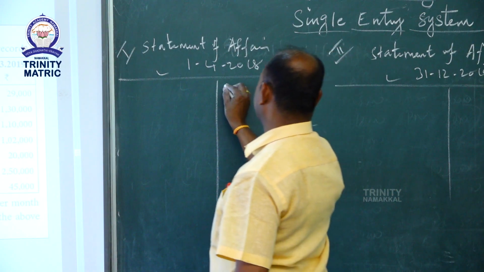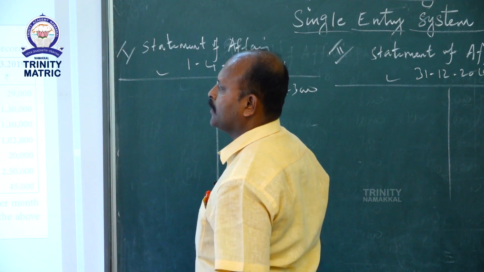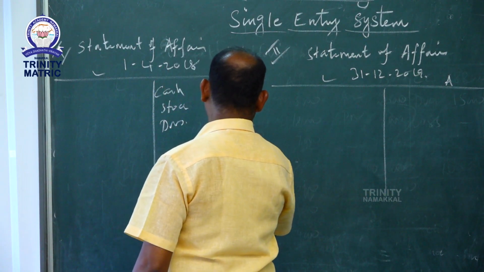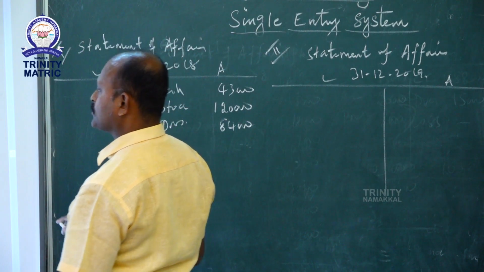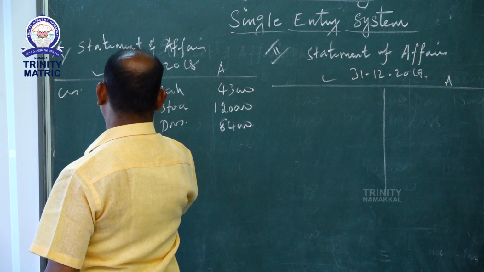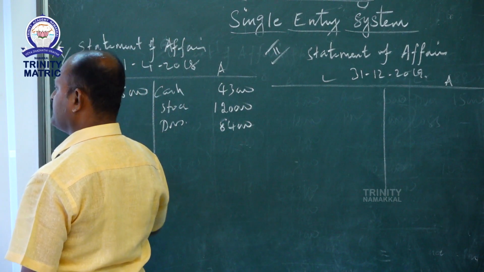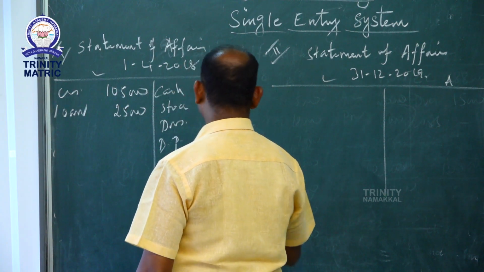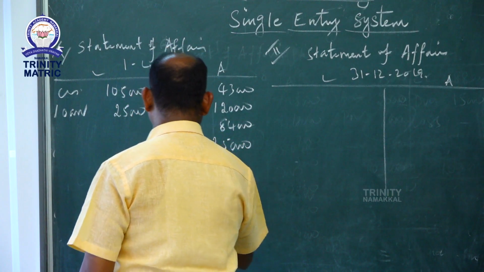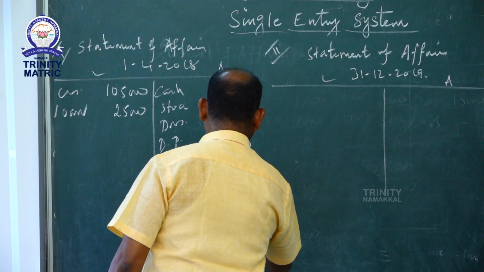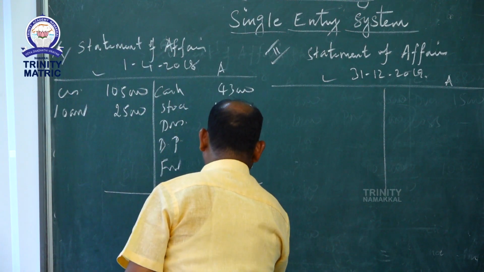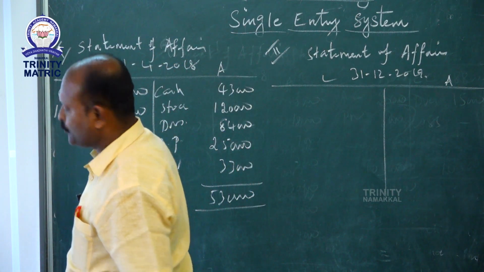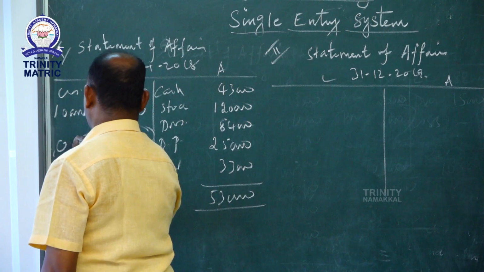First, cash. The value of the cash is 43,000, and stock 1,20,000, and debtors 84,000. Sundry creditors 1,05,000. Loan comes to liability, the amount is 25,000. Then business premises, fixed asset, 2,50,000, and the furniture, fixed asset, 33,000. Now what is the total? 5,30,000. So subtract, what difference comes? 4 lakh. What is this called? Opening capital.